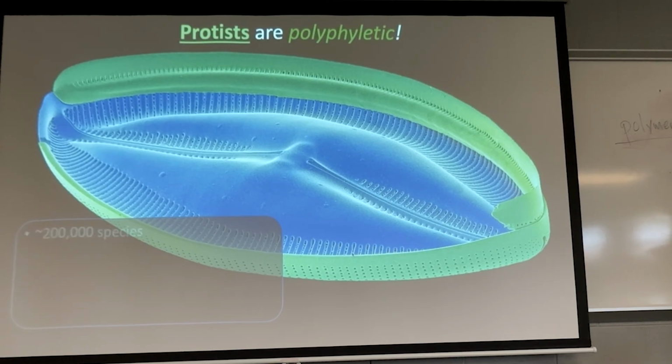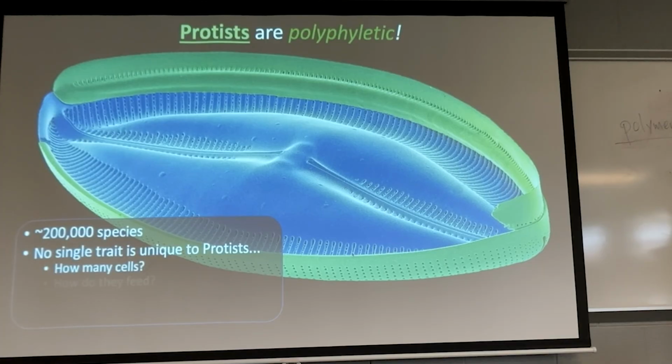And so they have tremendous diversity. There's over 200,000 species. That's a conservative number. There's probably many more than that that have been described. And the thing is, if they're polyphyletic and share all these different common ancestors, there's no real single group of traits that's unique just to protists. So they're really hard to define.